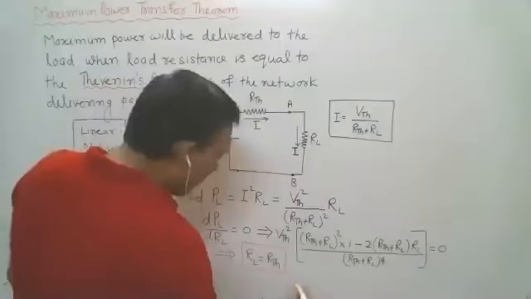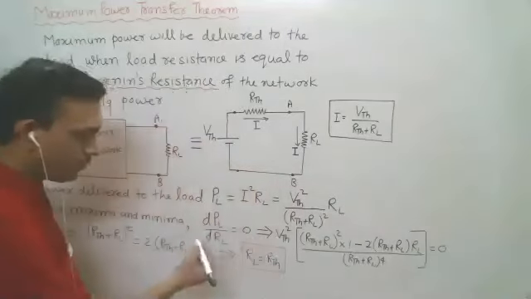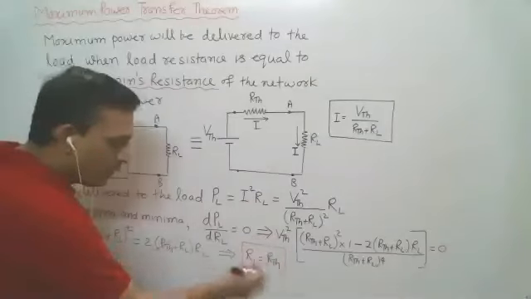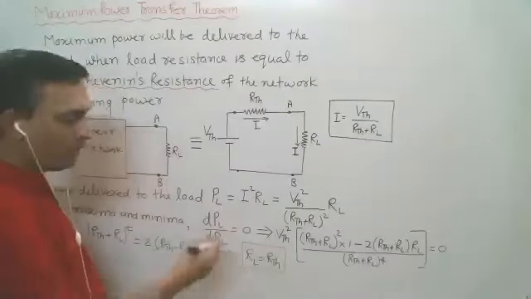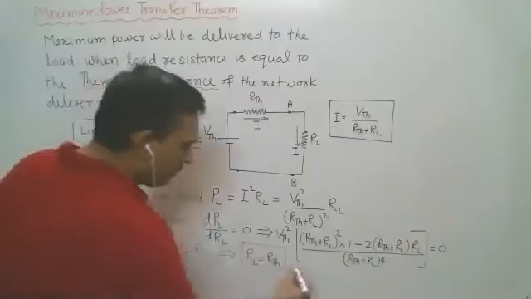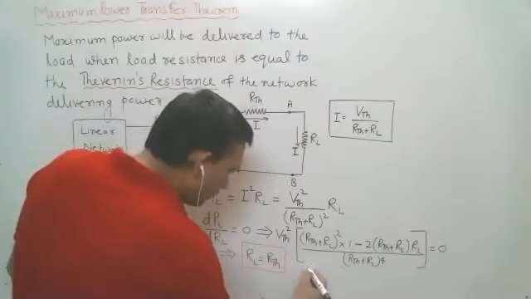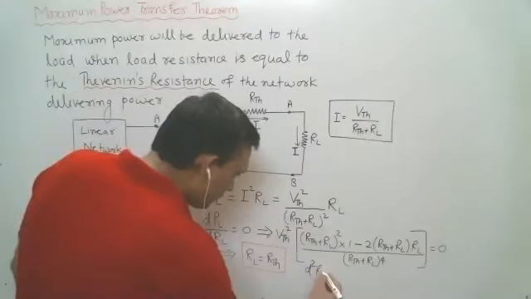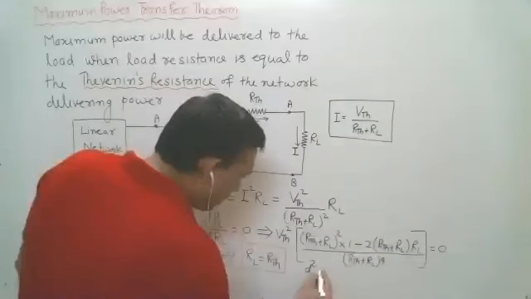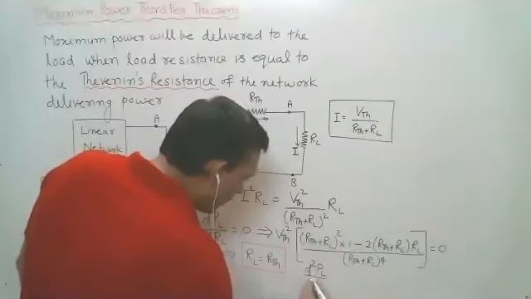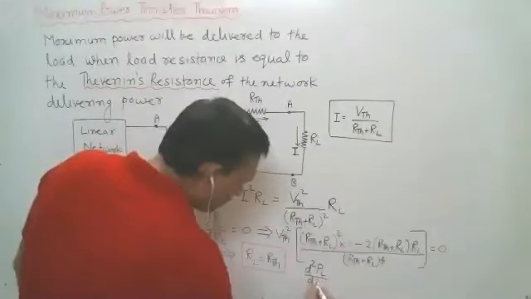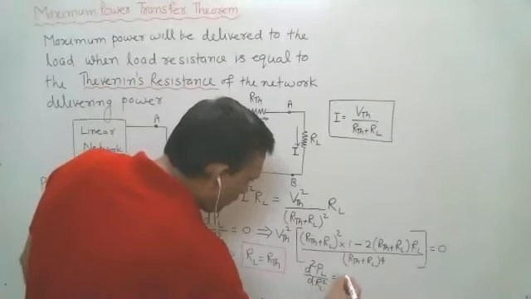And now you have to check whether this value will be maxima or minima. You have to check for the second derivative. So if you check for the second derivative, this will be a negative value.